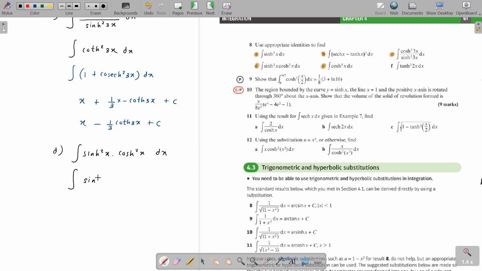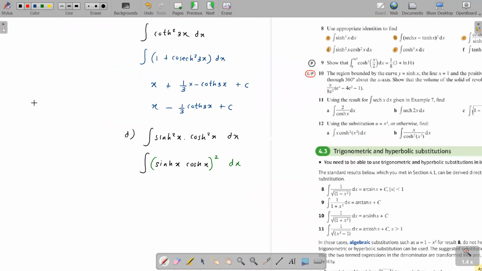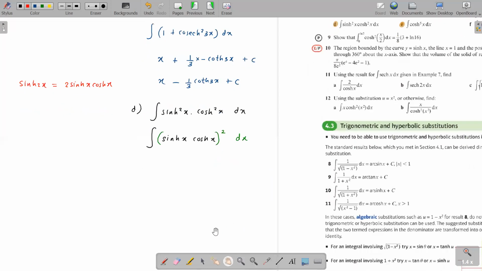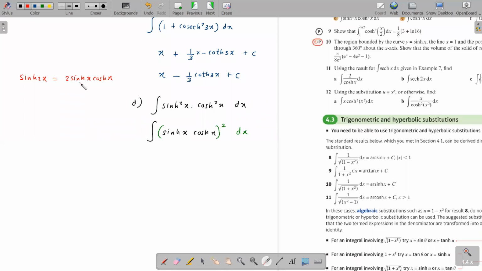So take the power 2 out from both of them, sine x cos x, and we can take the whole thing to the power 2. And then why am I doing this? Because we know the identity. What's the identity that we are going to use? Sine 2x is 2 sine x cos x. Basically, what I want to do here is, sine x cos x I can write as sine 2x over 2. Do you agree? Sine x cos x, if I take the 2 to the other side, it's sine 2x over 2. I just took this 2 to the other side as a division.